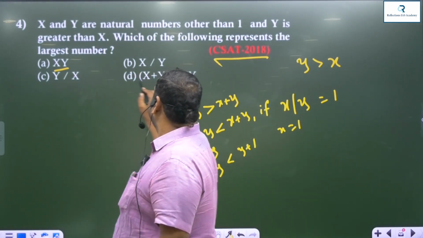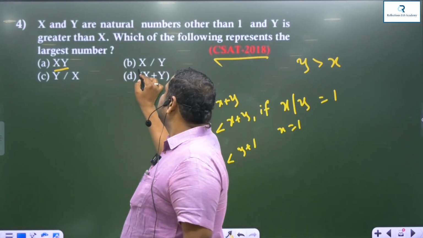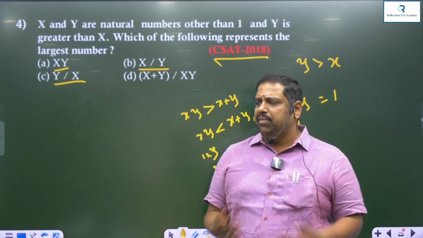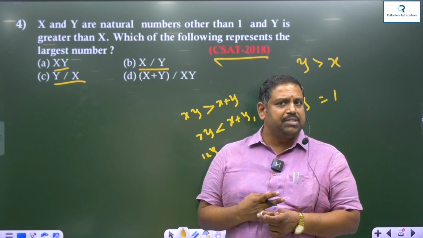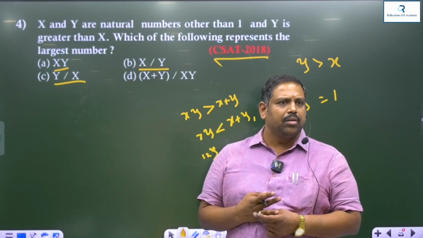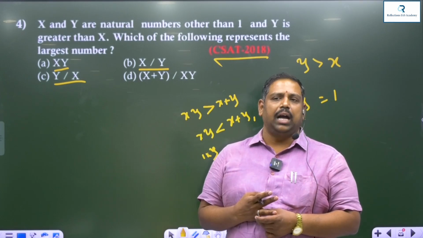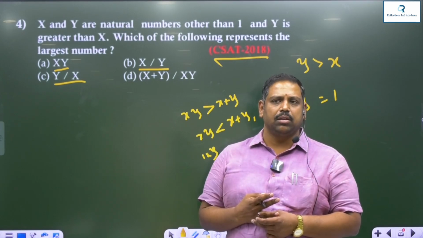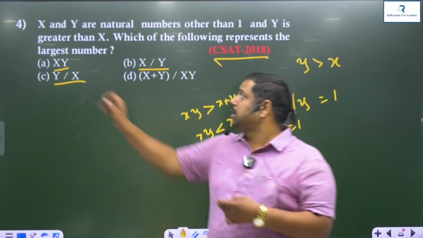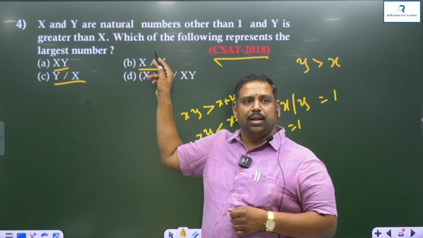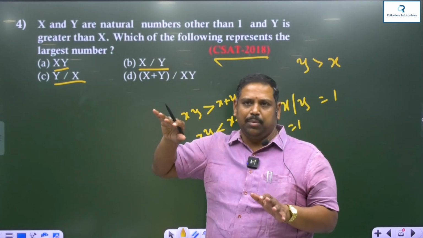Now if he is asking which is the greatest number, we have xy, x by y and y by x. Which will be greater? I strongly believe that xy is greatest. I am asking in these 3, not in these 2. xy is greatest. Am I right or wrong?